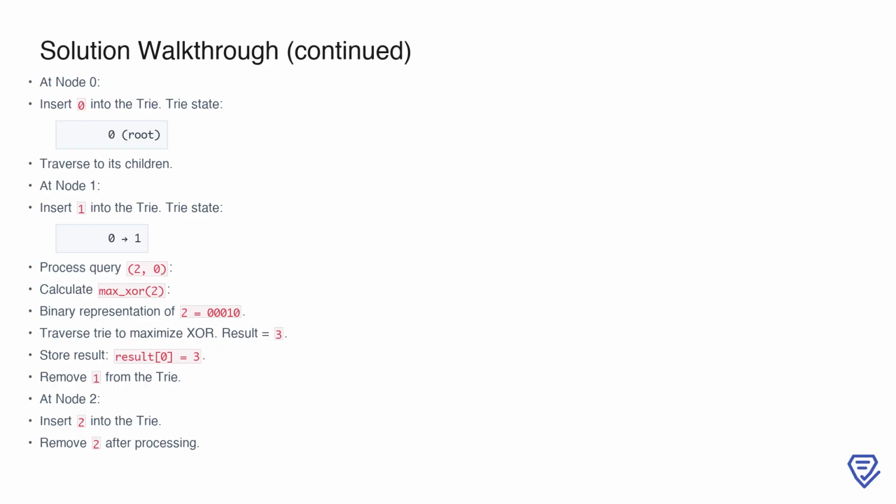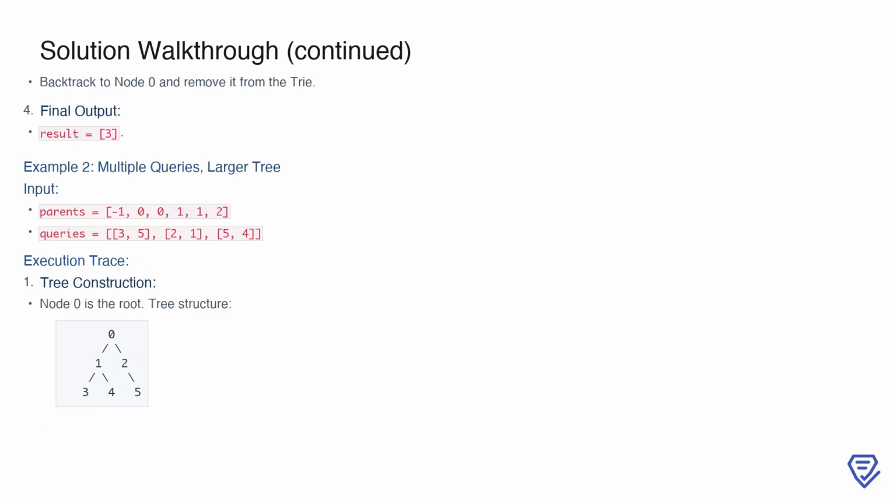Then, we move to node 2, insert its value 2 into the tree, and remove it once we're done processing. After finishing the traversal of node 2, we backtrack to node 0 and remove its value from the tree as well, completing the DFS. The final output for this example is result equals 3, indicating that the maximum XOR for the given query is 3.